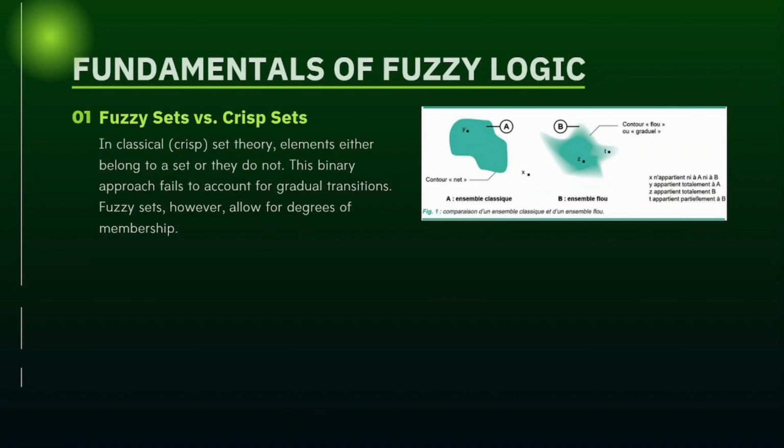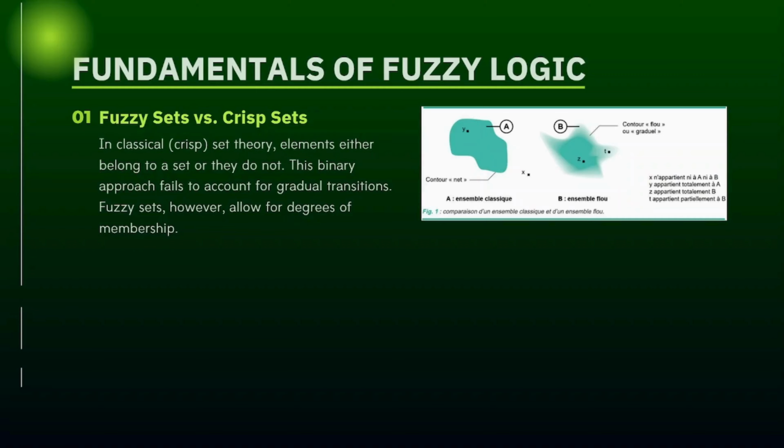Now we're gonna see the fundamentals of fuzzy logic. There are four important pillars in fuzzy logic systems. The first of them would be the fuzzy sets. What is a fuzzy set?